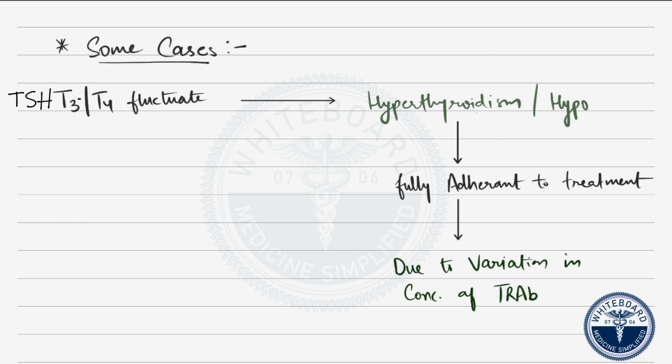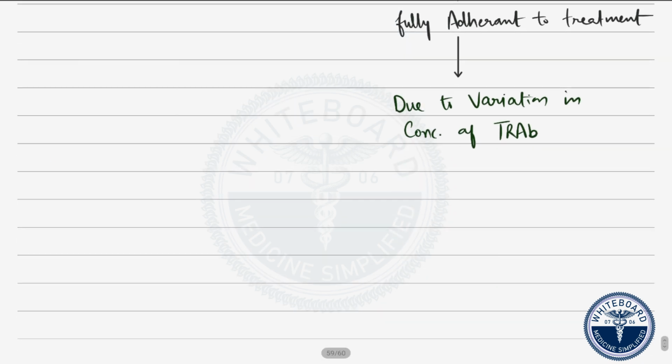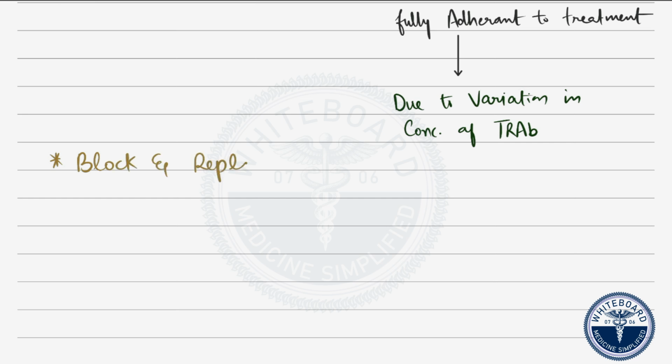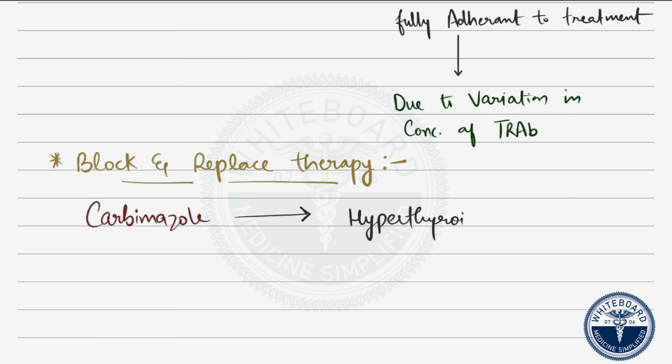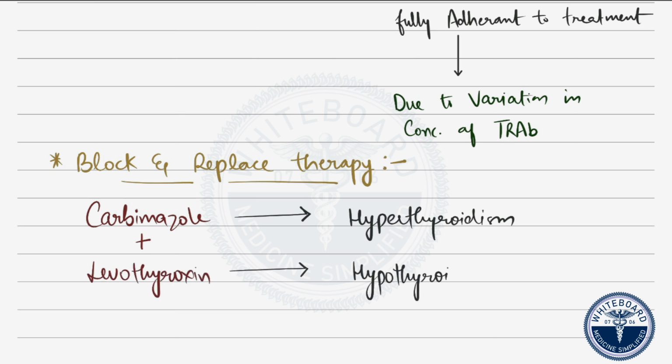To stabilize thyroid function in such patients, we can use the block and replace therapy, where high-dose carbimazole is given to completely block thyroid hormone synthesis, and levothyroxine is added to provide the necessary amount of thyroid hormone required by the body.